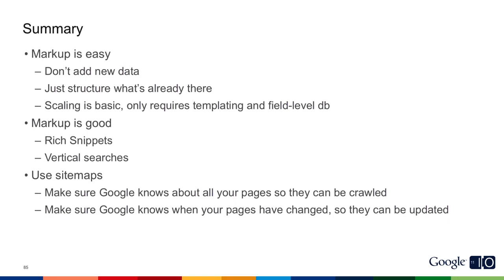Scaling is pretty straightforward. All you really need to do is edit your templates instead of the end pages. Markup is good. Rich snippets are really cool, and vertical searches are really cool, and users appreciate them. Not only that, but you have more control. You now get to tell Google what data is there using sitemaps and using structured data, what data is actually on the page, and what pages have data. And of course, the sitemap tells Google what pages should be crawled and when they've changed so that it can update them.